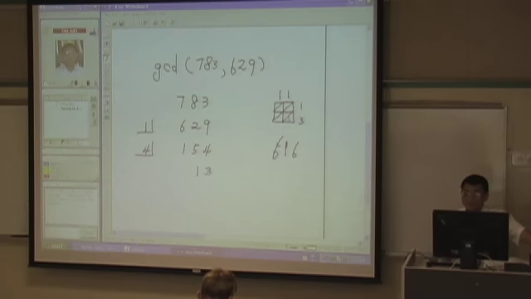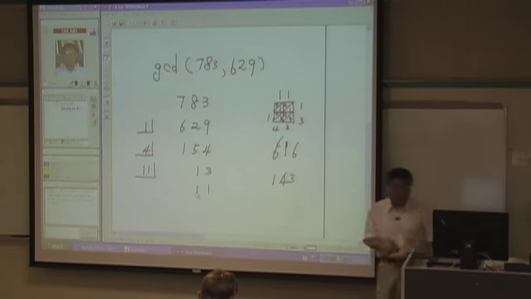1 times 3 is 3. 1 times 1 is 1. 1 times 1 is 1, and 1 times 3 is 3. You don't even have to write down 0. Then 3, 4, 1, right? So 1, 1, 4, 3 is subtracted from this one with quotient 11. Then 143 subtracted gives 11.